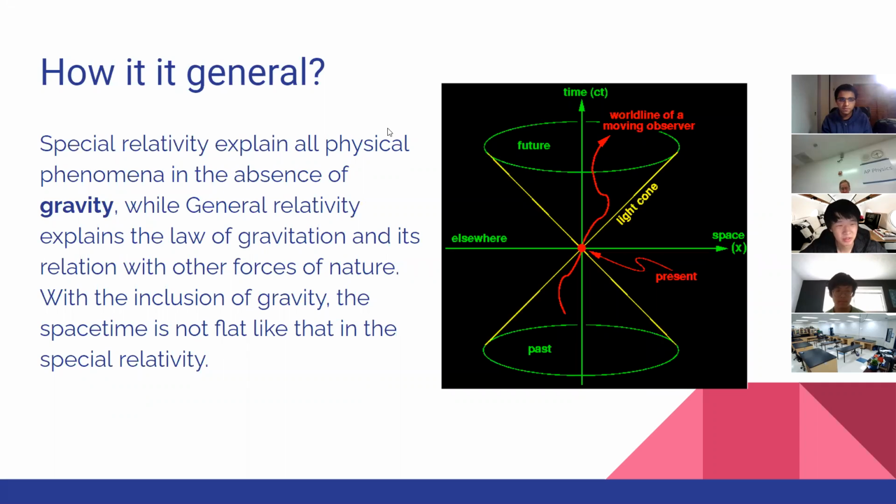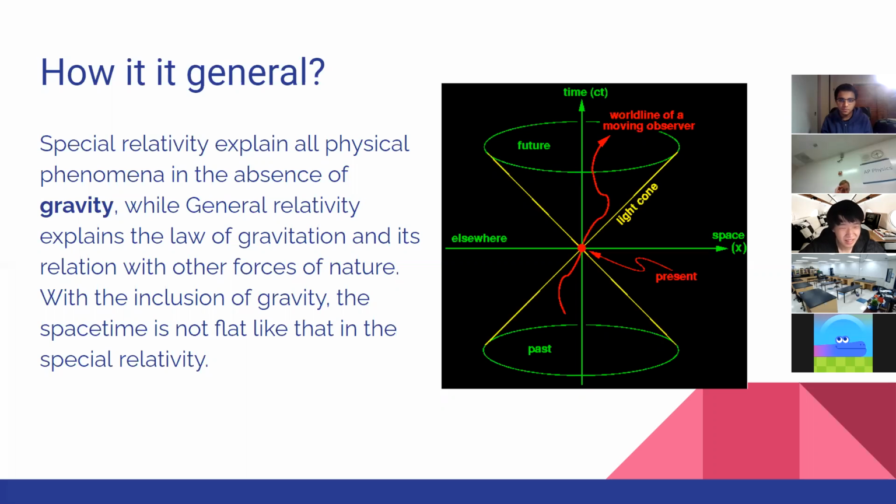So we know in special relativity, all the physical phenomena are in the absence of gravity, right? For example, on a space-time diagram, if you want to make a straight line curve, you have to exert a force upon it, right? But in general relativity, there isn't a force on it. The curvature of space-time is an intrinsic nature of space-time. So in general relativity, space-time is not flat like that in special relativity.